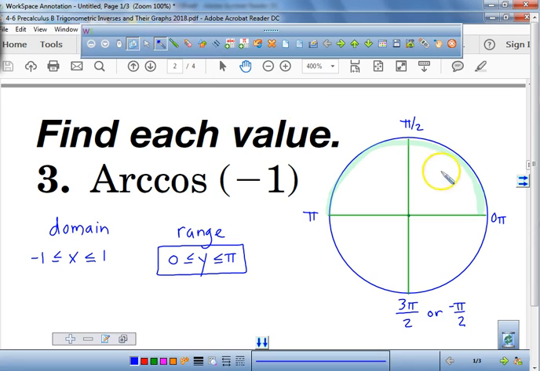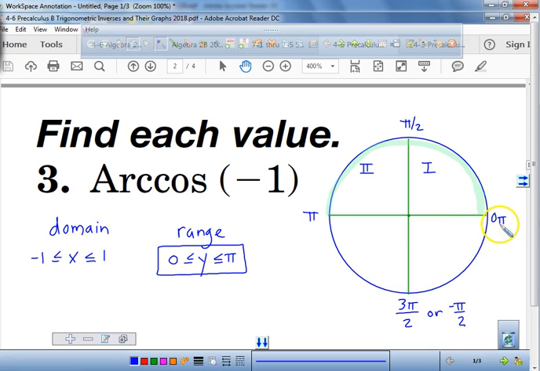So my answers right here are either going to be in quadrant 1 or quadrant 2, because this is from 0 to pi. So right now, what would be my ordered pair right there in a unit circle? This would be at 1, 0. What's my ordered pair right here? 0, 1, right? And what's my ordered pair right there? Negative 1, 0.